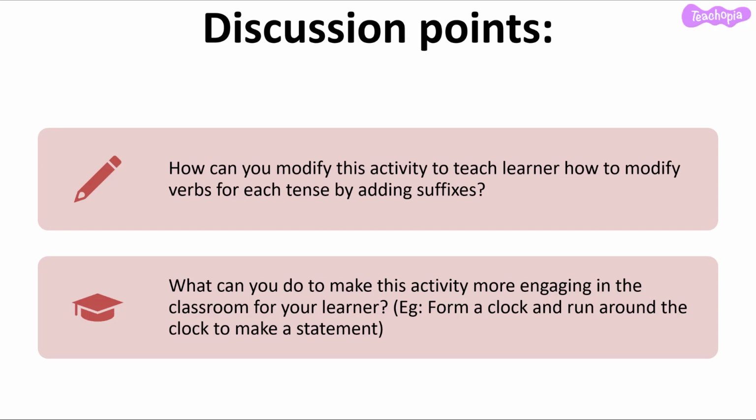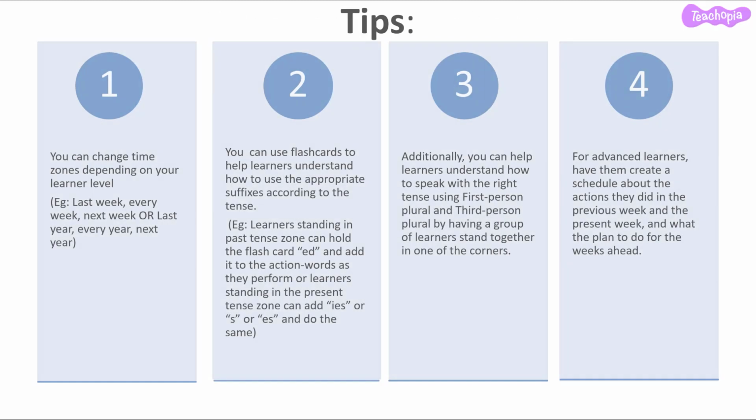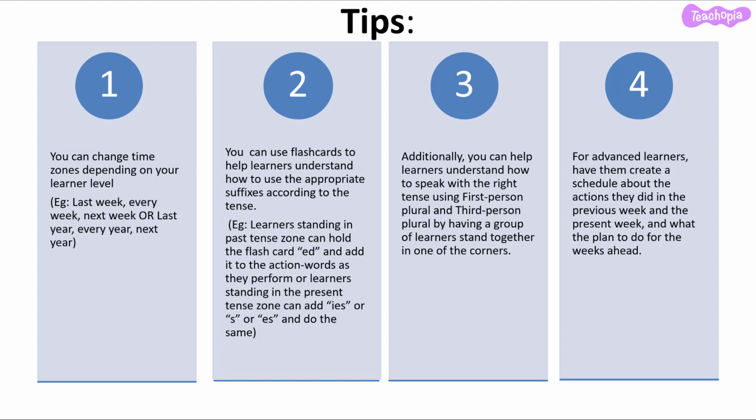Maybe you could ask the learners to form a clock and run backwards or forwards, or remain stationary while making a statement about their own action. Here are a few tips to conduct this activity. You can change time zones depending on your learner level. For example, you could use last week, every week, next week, or last year, every year, next year. Anything that makes sense to your learners is applicable.